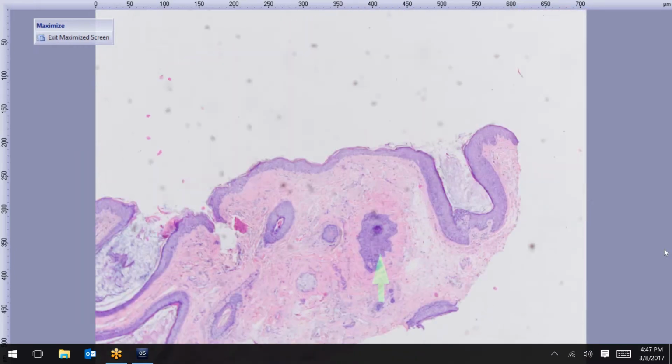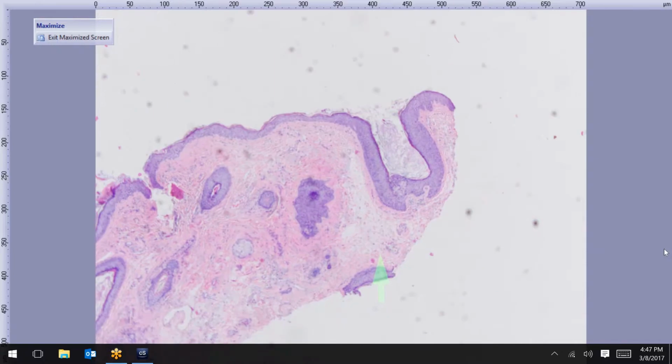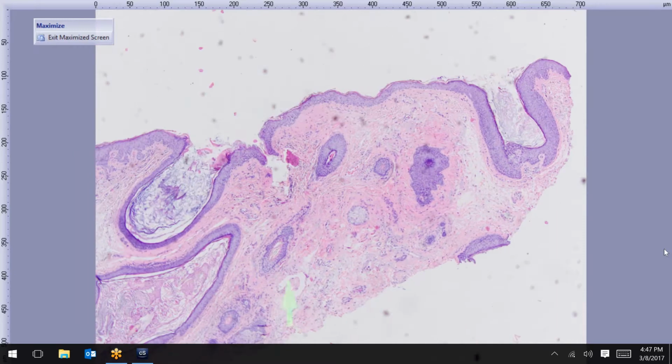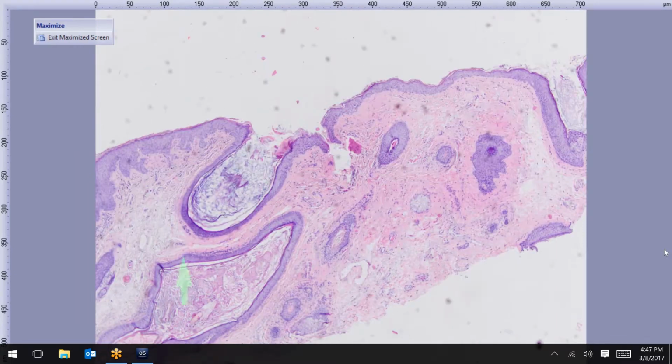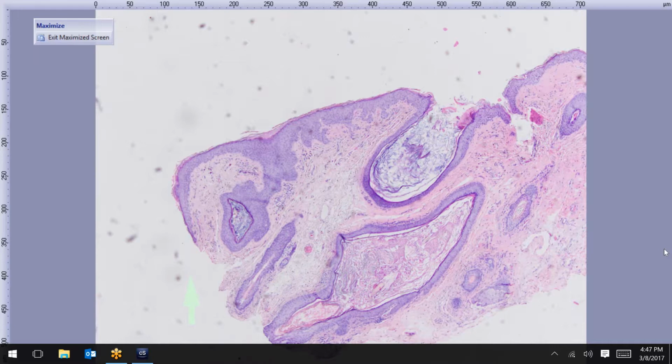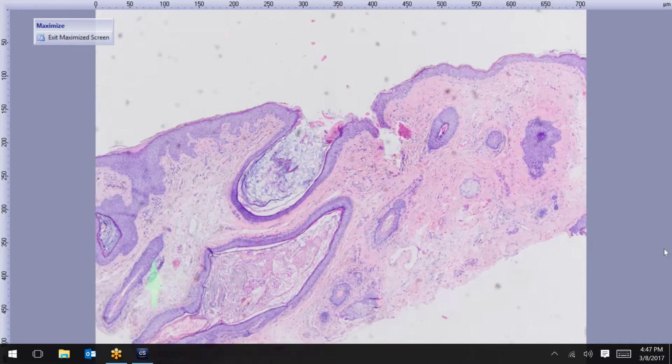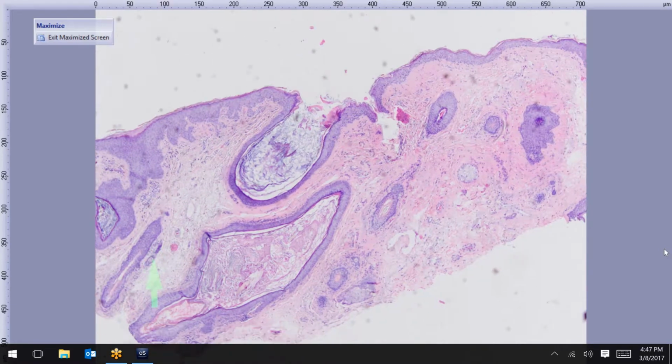So in this example, we can come up with a differential. And we got a comedone here. You might have had a portion of another comedone here. You got another one here. Another comedone here. So we have multiple comedonal structures in a small area.